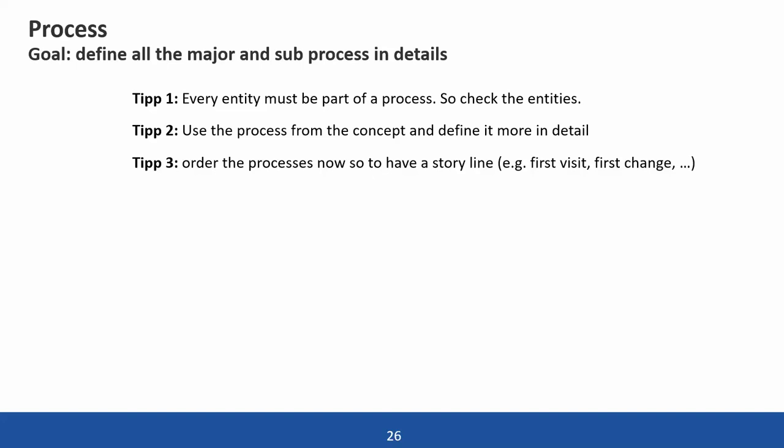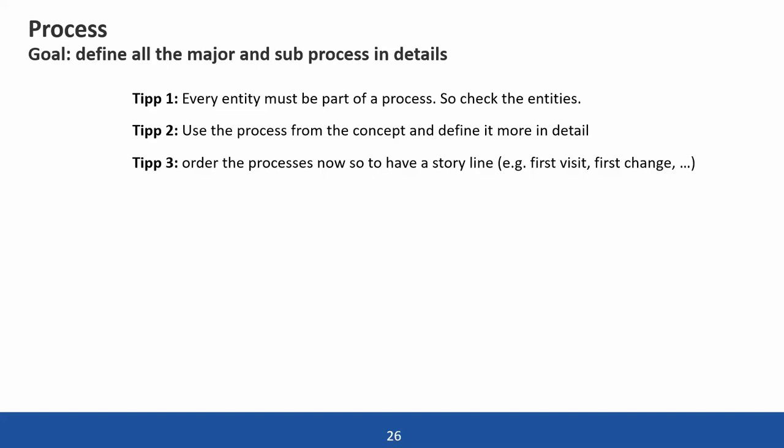So start with the main, start with the last, only try to figure out what is important to put in. Here now, try really to make a story and think of what is the first encounter of the user, what is the second, what is the third, and try to really make an order from the beginning to the last. It will really help you to figure out what processes you really have to do.